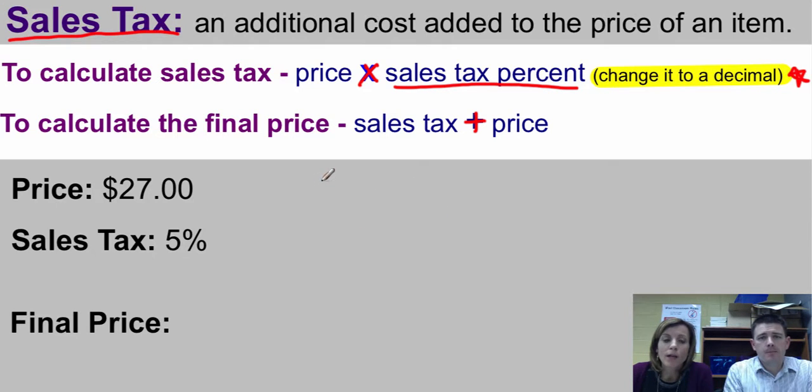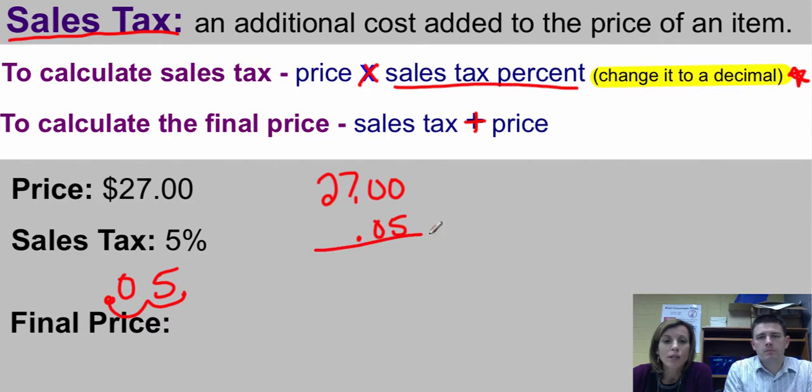So step one, look at our example, $27, sales tax is 5%. And then we need to find the final price. So the first thing we're going to do is to change 5% to a decimal. Move the decimal over to the left. We've got 0.05. So 27 times 0.05.